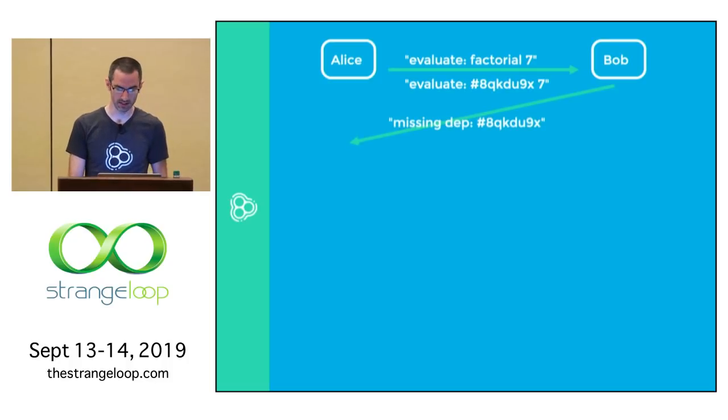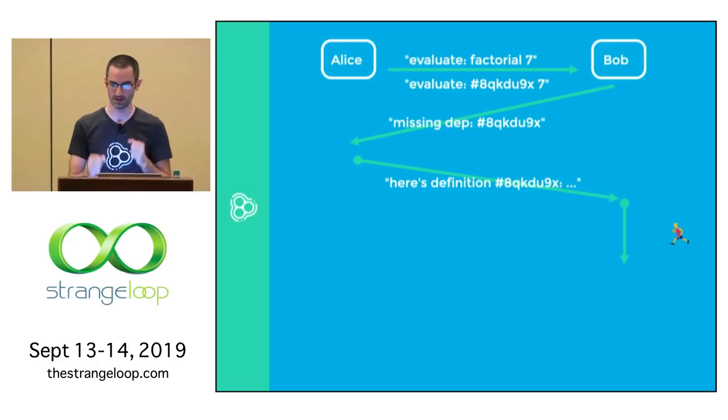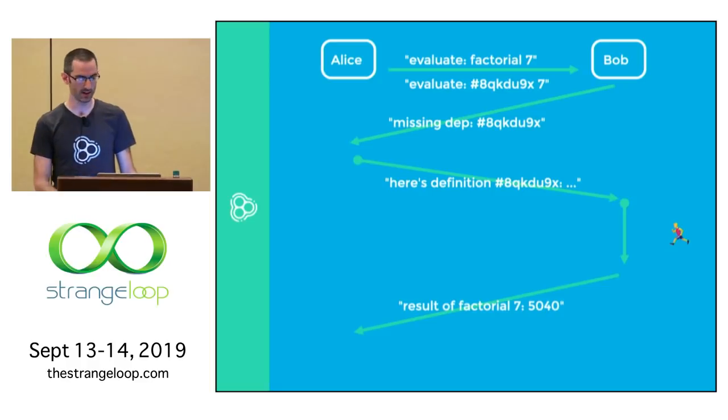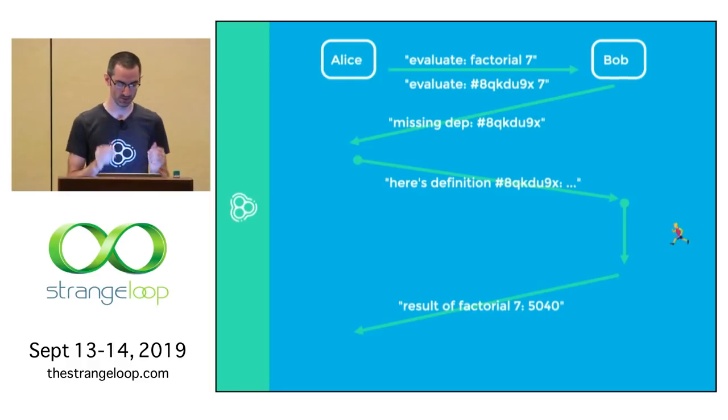And so Bob might say, oh, actually, I don't know about that hash yet. Can you send it to me? And Alice says, sure, here it is. And then Bob says, great, I've got everything I need. I'm going to go ahead and run that. And then Alice, here's that result. Boom. And Alice keeps going.